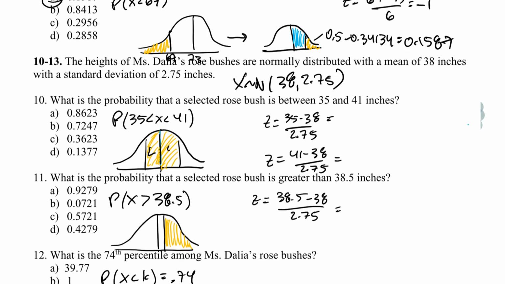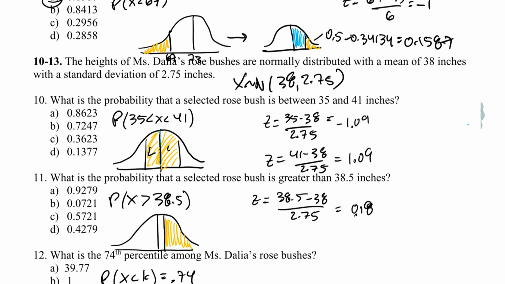Alright, so now calculating our z-scores. And be careful when you do this. This is my second time doing it because I made some mistakes. For 35, I get negative 1.09. For 41, I get positive 1.09. And for part 11, I get 0.18. Okay, now I'm going to look these numbers up in my chart. I can't look up the negative 1.09, so what would I do? Well, let's think about it for a little bit.